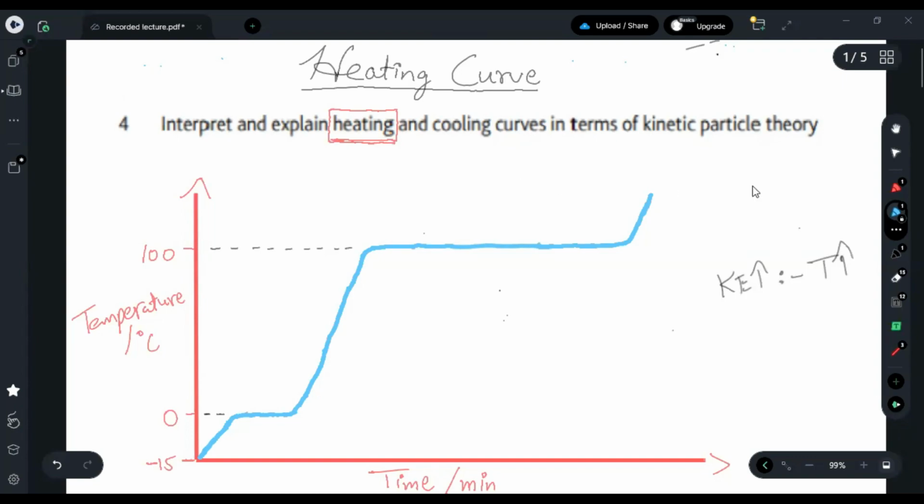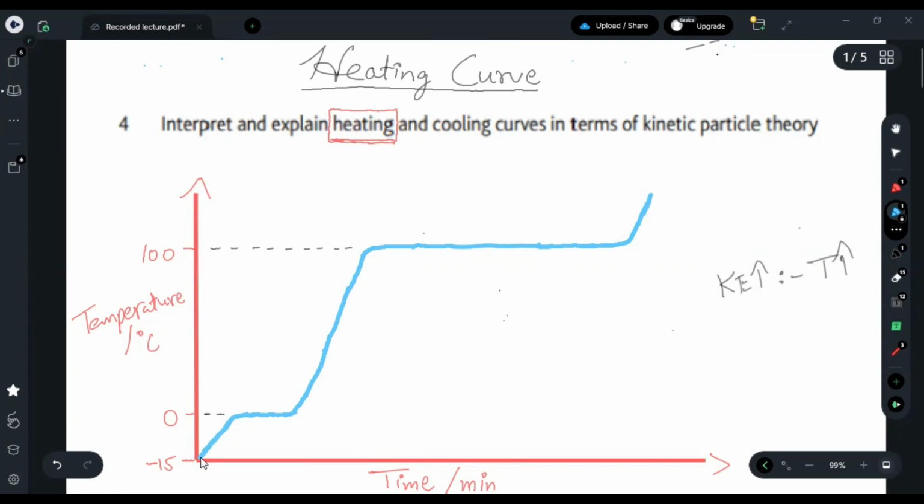This is the objective which is given under the chemistry O level syllabus, and we are going to talk in detail only about the heating curve for this tutorial. In simpler terms, a heating curve is a graphic representation of temperature against time, which is drawn as any substance is heated over time. For this, we are going to take the simplest example, which is water.